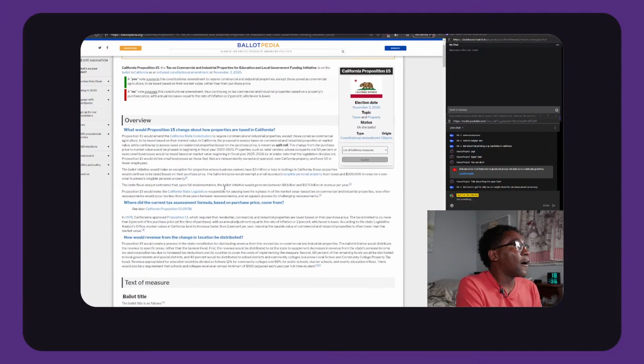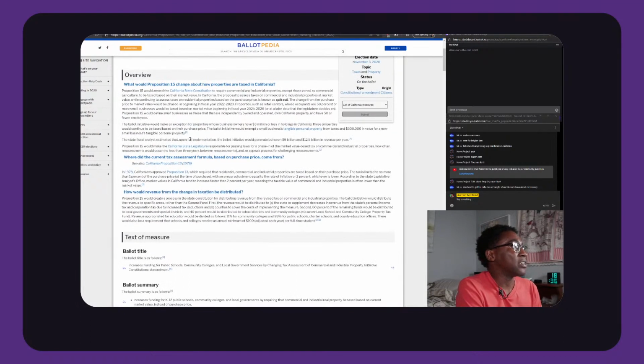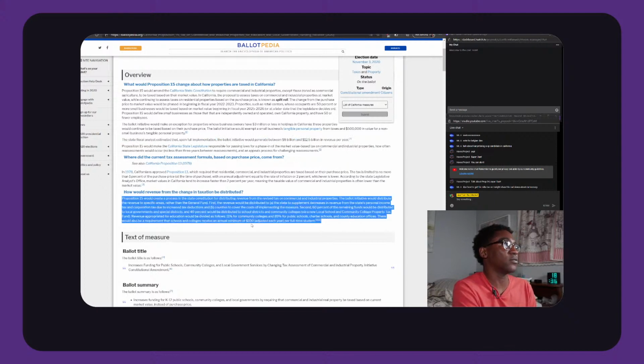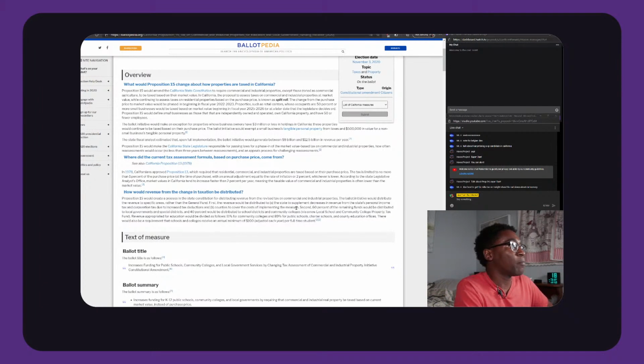So again, going off of a lot of the information from Ballotpedia, upon full implementation, the ballot initiative would generate between $8 and $12.5 billion in revenue per year. And the way it would distribute that revenue, it would distribute it to specific areas rather than going to the state's general fund of tax revenue and how things get doled out through that. But most of the funds would supplement decreases in taxes that are going elsewhere. So the state's personal income tax and corporation taxes have been reduced.